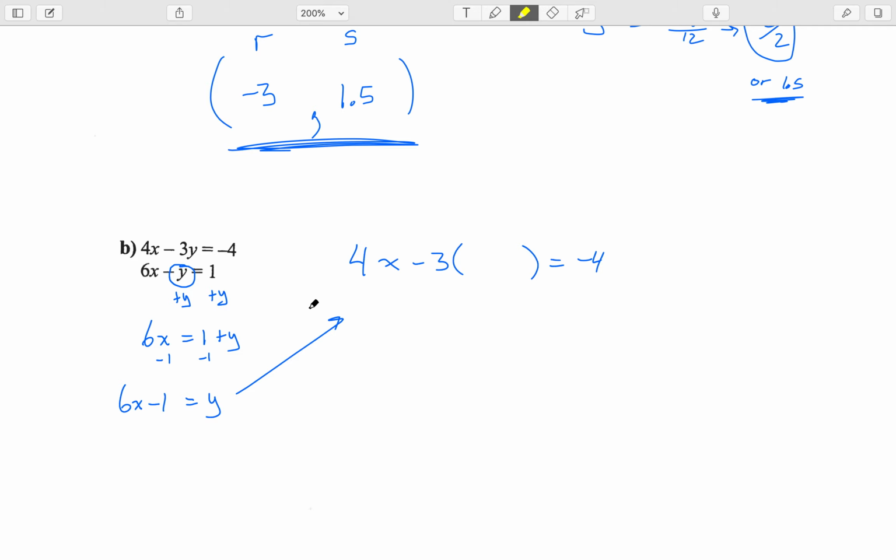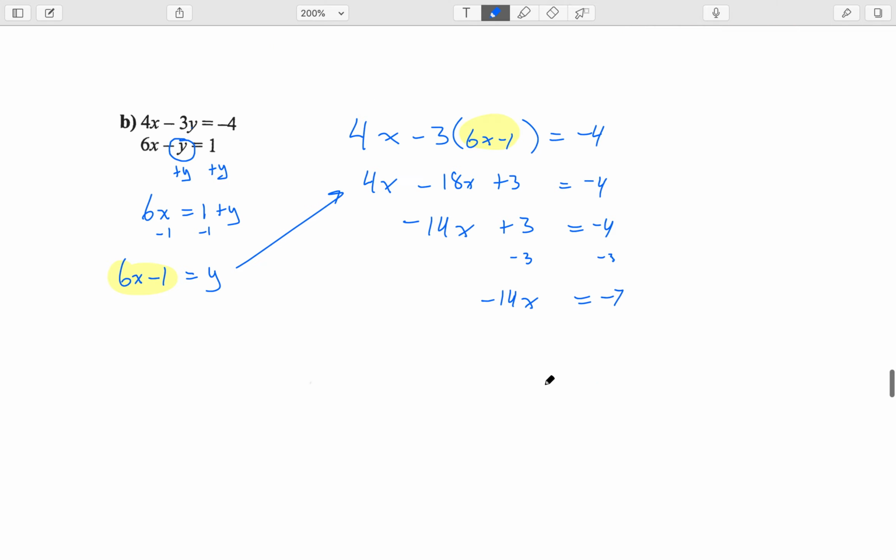So remember, 6x minus 1 is going to go right into there because that's what y is. So here we go, 6x minus 1. Now this looks like a bigger equation. However, it's just x, so now I can actually solve. 4x minus 18x plus 3 is equal to negative 4. Okay, so this is like minus 14x plus 3 is equal to negative 4, minus 3, minus 3. Minus 14x is equal to minus 7. Hey, this is going to work out nice.